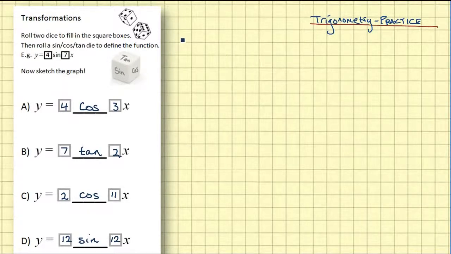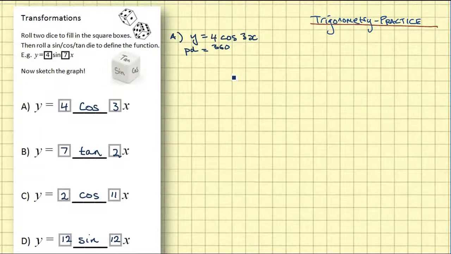Let's work out the problem. Problem A, let's draw it here, is y equals 4 cosine of 3x. Now, I'm going to start by identifying my period. So what would the period of this be? Well, normally it would be 360 degrees for all the functions apart from tangent and cotangent.